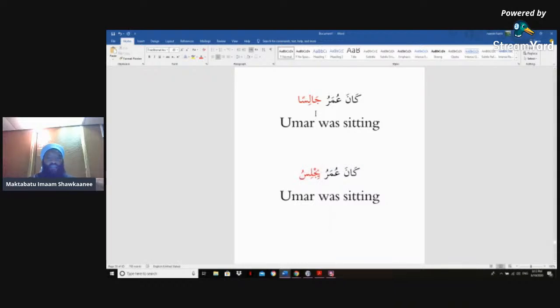If you use the noun, it has to be mansub. The ism of kana is marfu'. The khabar of kana is mansub. In this instance, the khabar of kana is a jumla, a sentence. We'll get to that later. Right now, two ways to use it. You can use it as a noun with regards to what he was, or you can use it as a verb. So pay attention.